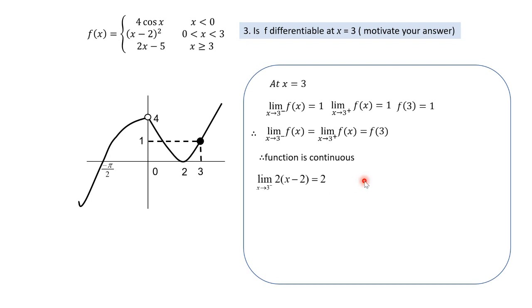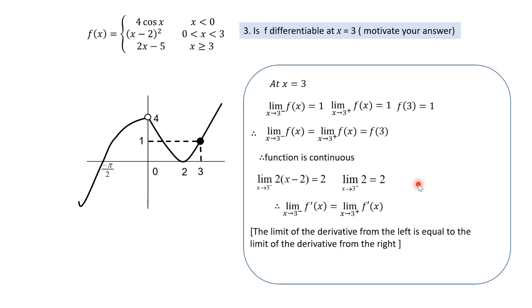Okay, I then take the limit as x tends to 3 from the right, so I'm now looking at the straight line. Remember, the derivative of a straight line is always constant, so it's 2, and so therefore, because the limit of the derivative from the left is equal to the limit of the derivative from the right, I can say, therefore, my function is differentiable.